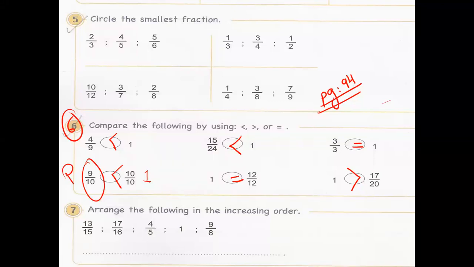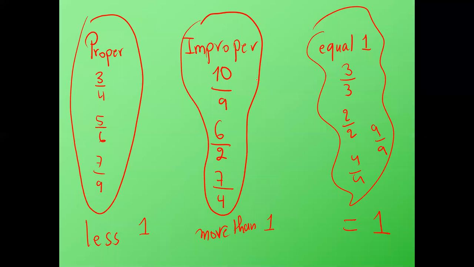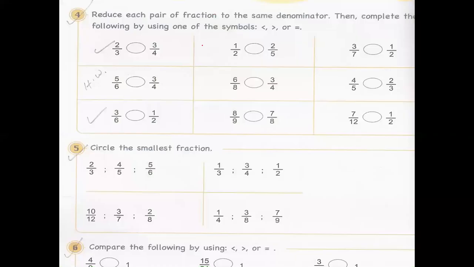Now I will explain exercise 5. Listen and pay attention carefully. Circle the smallest fraction. Here we have 4 groups. In each group, we will circle the smallest fraction. If you look at the first one, we have 3 fractions here. How do we compare them? They have different numerators, 2, 4, 5, with different denominators, 3, 5, 6. How do we choose the smallest fraction?